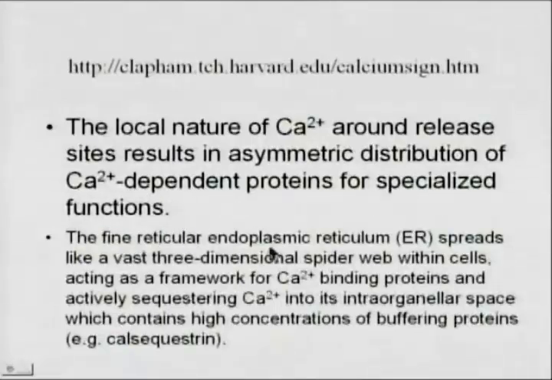The fine reticular endoplasmic reticulum spreads like a vast three-dimensional spider web within cells, acting as a framework for calcium-binding proteins and actively sequestering calcium into its intraorganellar space, which contains high concentrations of buffering proteins, for example, calsequestrin. So the point being made here is that you can get a more expansive release of calcium if somehow the membrane of the endoplasmic reticulum spreads this opening of the IP3 calcium channels, and you have membrane ever present with the transport protein to begin bringing calcium back into the endoplasmic reticulum when it is immediately available in the cytoplasm. So very short diffusion and very short time period that it is available to bind to the calcium binding proteins to bring about the second messenger function.